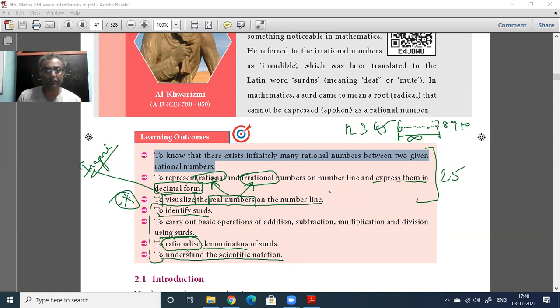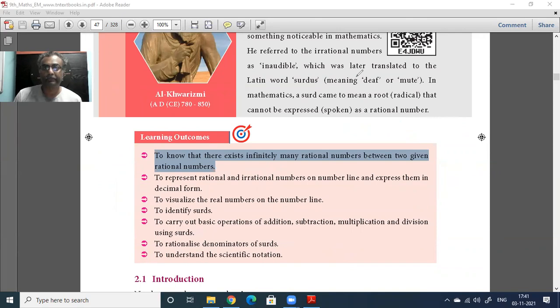It's very important, scientific notation, because you will be using it in physics, chemistry, everywhere. So if you understand it here, then you can understand it when you use it in physics and chemistry.